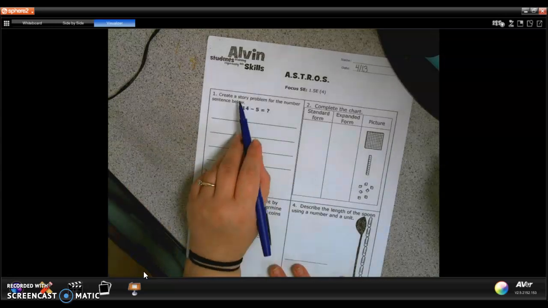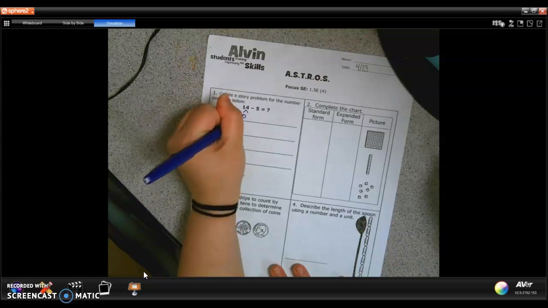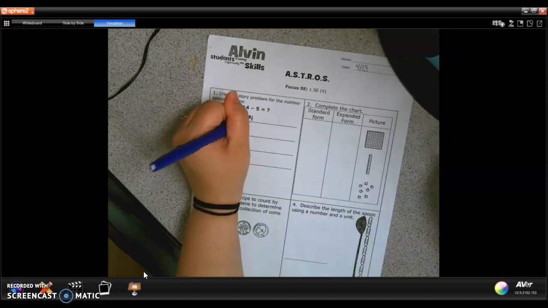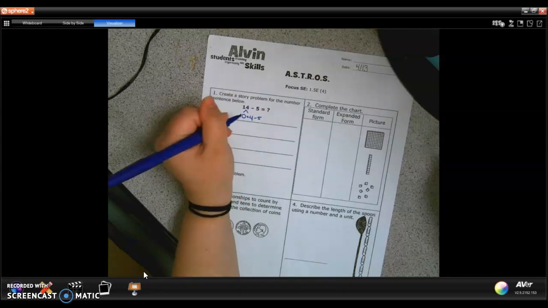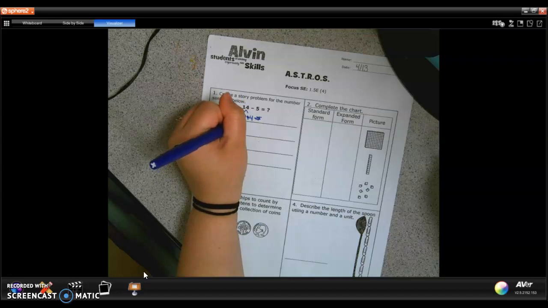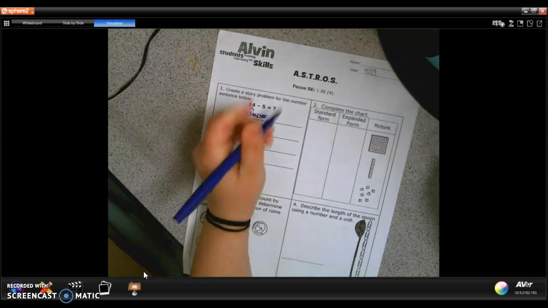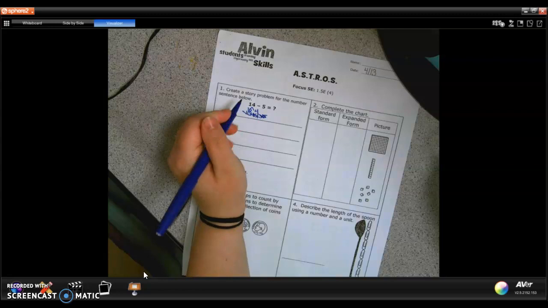So I know for 14 minus 5, what I'm going to do is divide this into 10 and 4. So my equation is really 10, 4, and 5. I can say, well, I know 10 minus 5 is 5, plus 4 more is 9. So I know my answer is 9. I'm going to scratch all that out because that's messy. We're going to complete the chart.